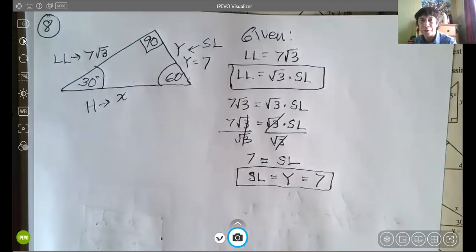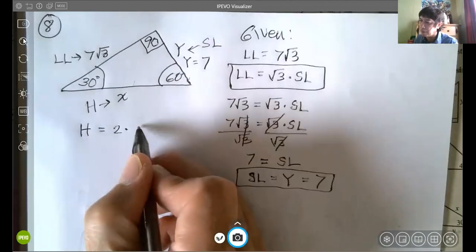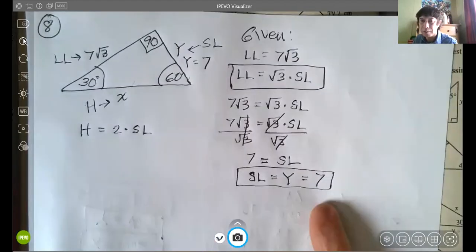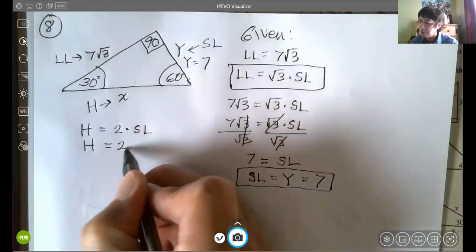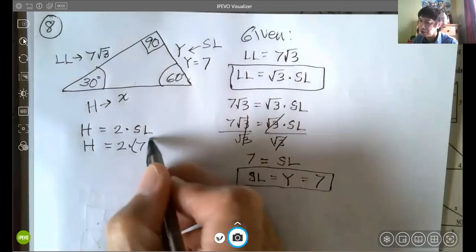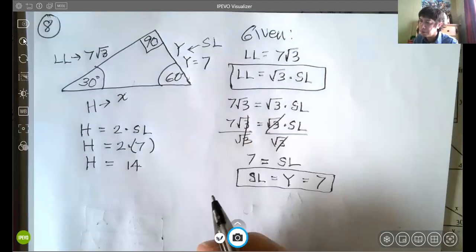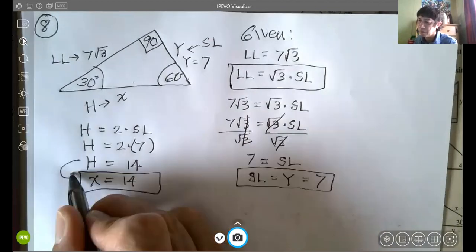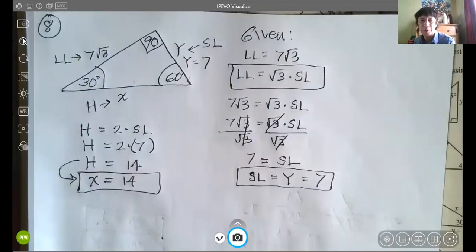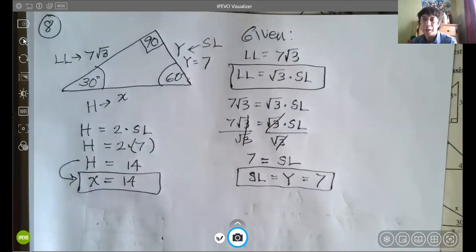Next, we're going to solve for the hypotenuse. Hypotenuse is 2 times the shorter leg. And we now have the shorter leg, that's 7. Okay, so hypotenuse is 2 times the 7. That must be 14. And this goes to the x. There. So x is 14. So the two answers are 7 for the shorter leg and 14 for the hypotenuse.